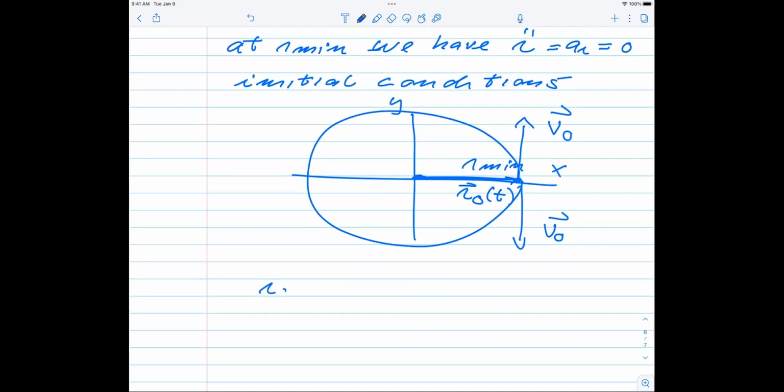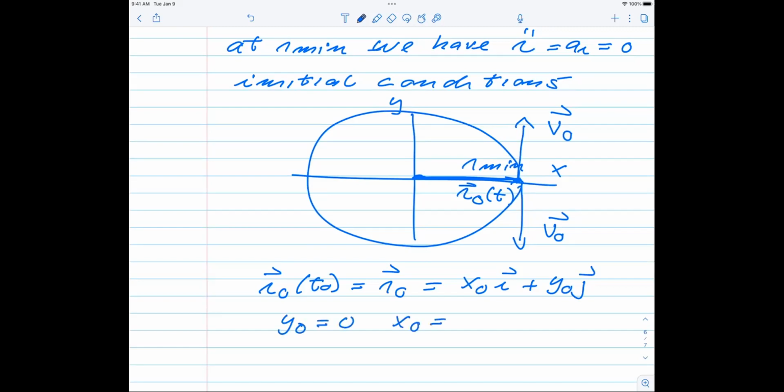So we would then choose an r0 at time t0, which we just label as r0. And that is going to be given by some x0 times i plus y0 times j. And in our case, we choose y0 to be 0 and x0 to simply be this r min. So that's a choice which we can make now, and which often simplifies the numerics.